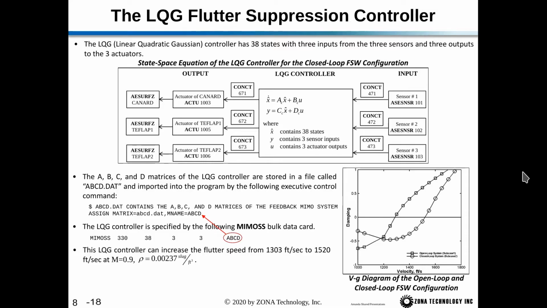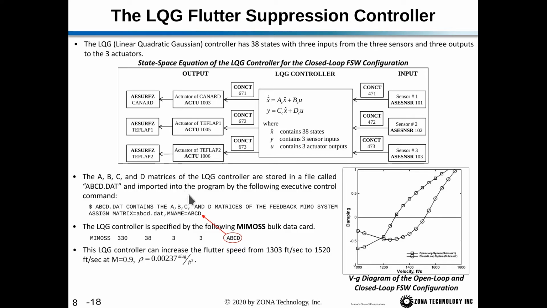Next, we'll look at the LQG Flutter suppression controller that we have. The LQG controller has 38 states with 3 inputs from the 3 sensors and 3 outputs to the 3 actuators. So this controller is kind of complicated. We're measuring all 3 sensors, and then we're actuating all 3 of our control surfaces. So we have our CONCT card, which connects the sensor to the MLOADS card, which defines the LQG controller, and then we have the CONCT cards, which connect the output of the controller to the actuators.